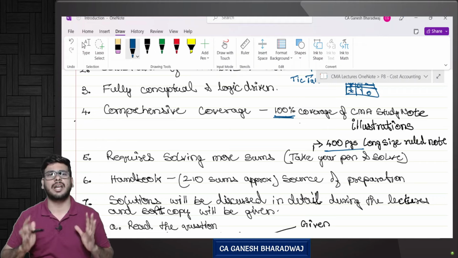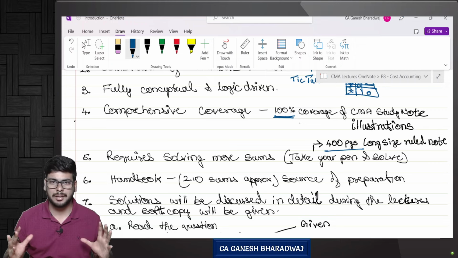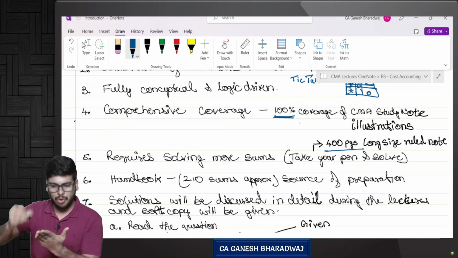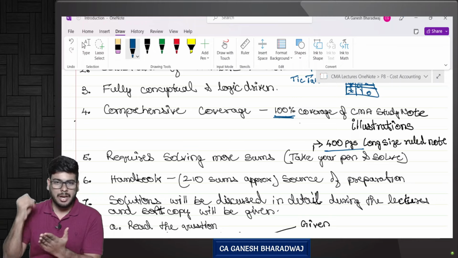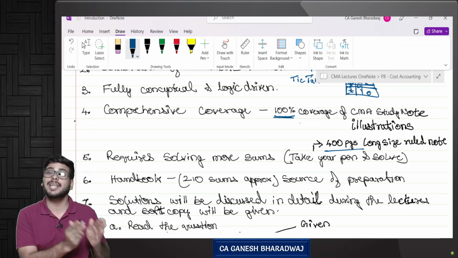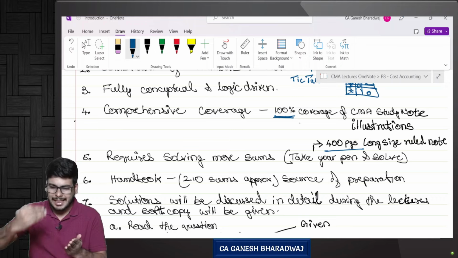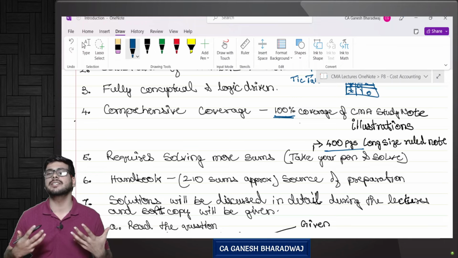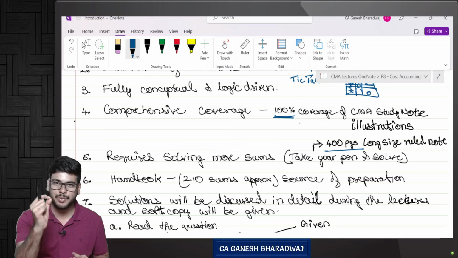Of course, in the classroom, you will get a feeling that you know everything. But only when you take the pen and a long size ruled notebook and start solving will you know where you stand. Only then will you know the areas where you're committing mistakes. And this comes by practice. You will learn much more and gain much more insights into the subject only when you start practicing.